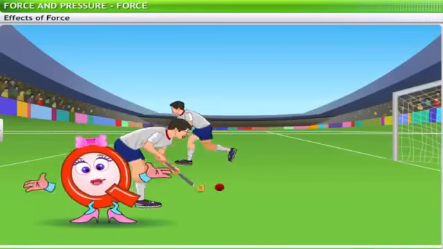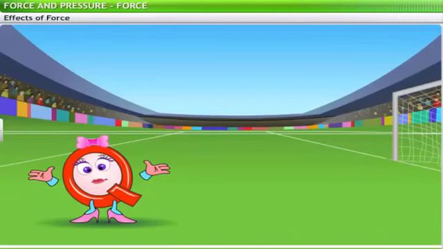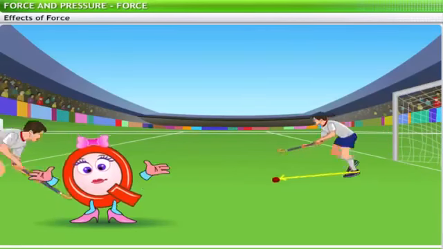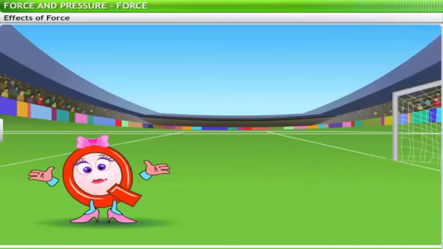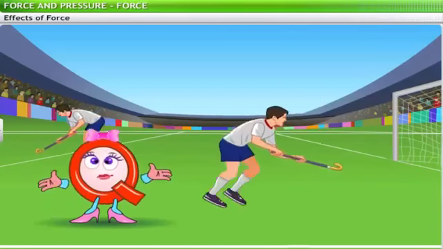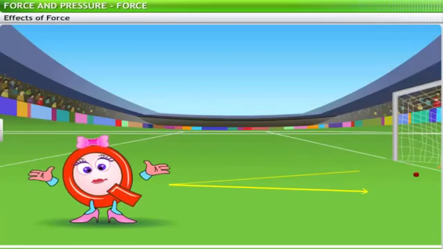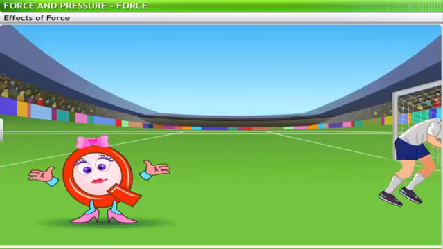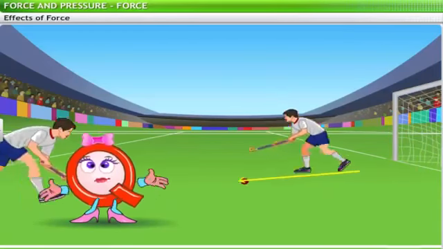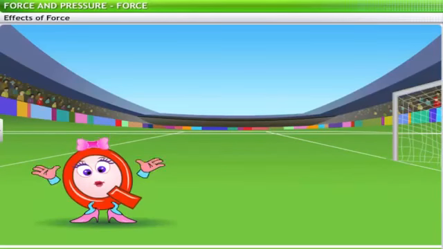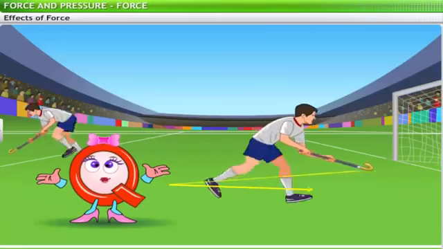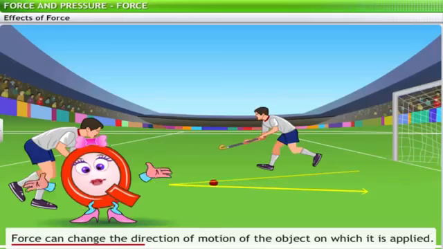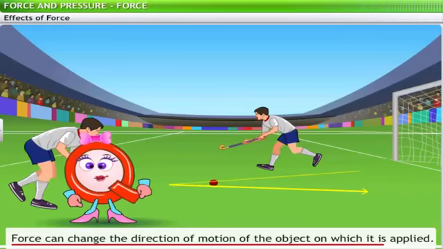Now let's observe what happens when James plays hockey. James, faster, towards the goal. The ball ahead of him is moving with slow speed. When James hits the ball again in the same direction, it moves with more speed. While playing hockey, James flicks the ball passed to him towards the goal by applying force through his hockey stick. In doing so, he changes the direction in which the ball was moving, so you can say a force can change the direction of motion of the object on which it is applied.